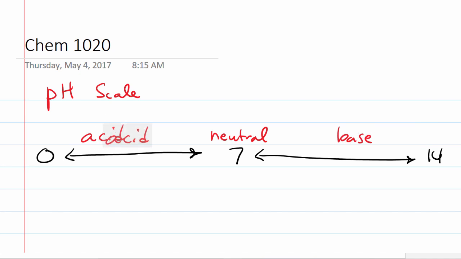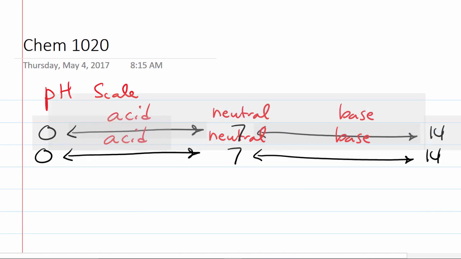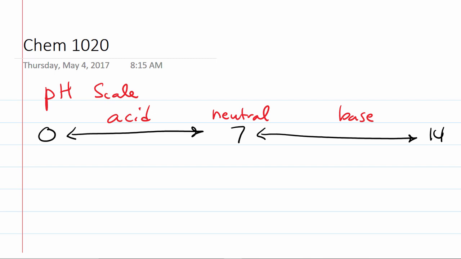So again, this here is your range of pHs. And actually, it is possible to have pH values that are negative, though they're not common. We can also have pHs that are greater than 14, though they aren't common.